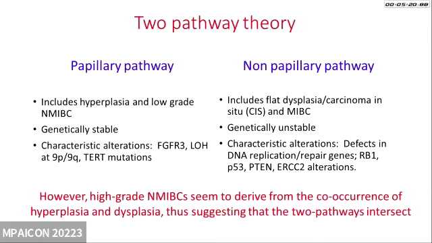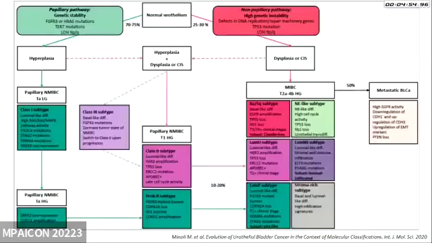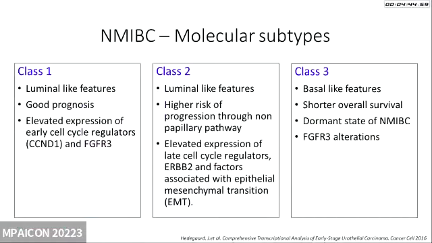So there is a papillary pathway and a non-papillary pathway. For the papillary pathway, the characteristic alterations are fibroblast growth factor receptor 3, LOH at 9p and 9q, and TERT mutations, whereas in the non-papillary pathway, there are problems with DNA replication and repair genes: RB1, P53, PTEN loss, and ERCC2 alterations. However, the two pathways sometimes do intersect. If you take the papillary pathway, there are three classes, class 1, class 2, and class 3. And for the non-papillary pathway, there are 6 subtypes.